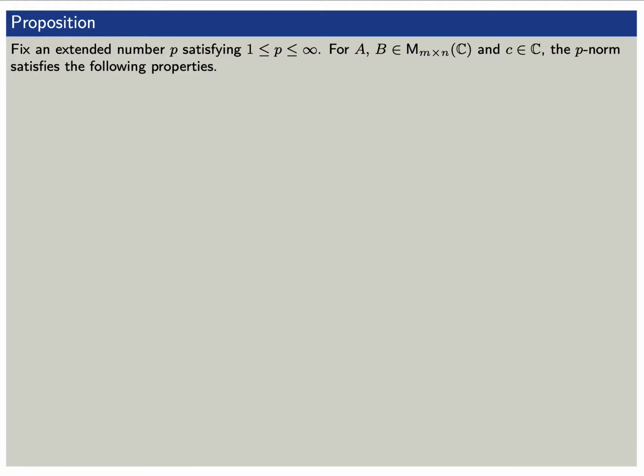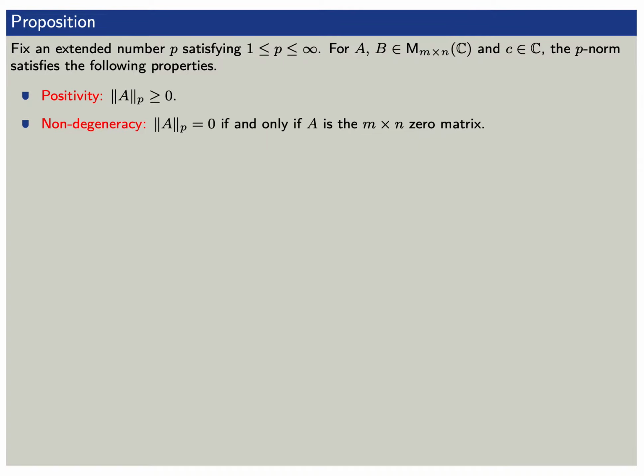For example, let's say that A and B are two m by n matrices, and let's let c be a complex number. Then the p-norm of a matrix satisfies the following properties. First, we have positivity. That means that the p-norm of an m by n matrix A is always greater than or equal to 0. Next, we have non-degeneracy. That is, the p-norm of a matrix is 0 if and only if A is the m by n zero matrix. Next, we have multiplicativity. That is, the p-norm of a scalar c times a matrix A is equal to the absolute value of the scalar c times the p-norm of the matrix A.